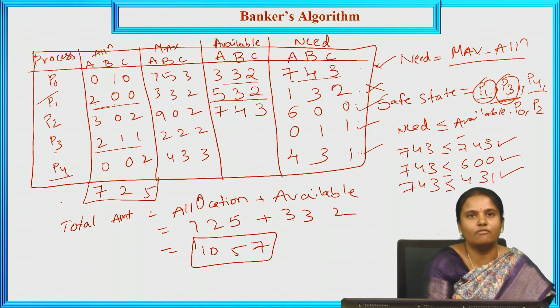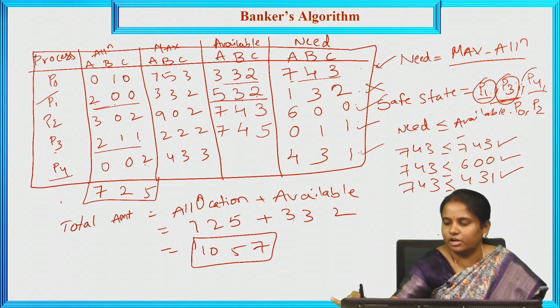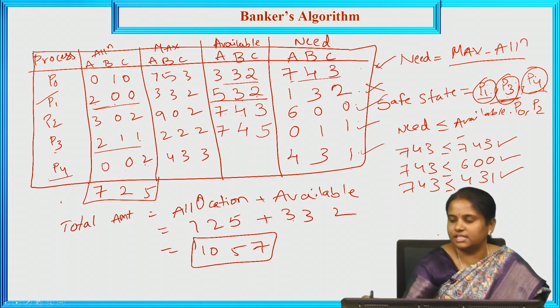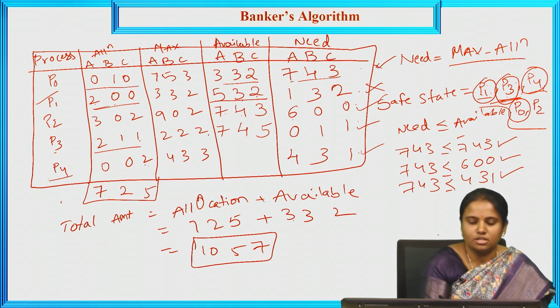So what is the P4 value? 002. So we need to add it to 743. So 7 plus 0 is 7. 4 plus 0 is 4. 3 plus 2 is 5. So P4 is also completed. So next which process is coming under safe state? P0. The P0 value is 010. So 7 plus 0 is 7. 4 plus 1 is 5. 5 plus 0 is 5.